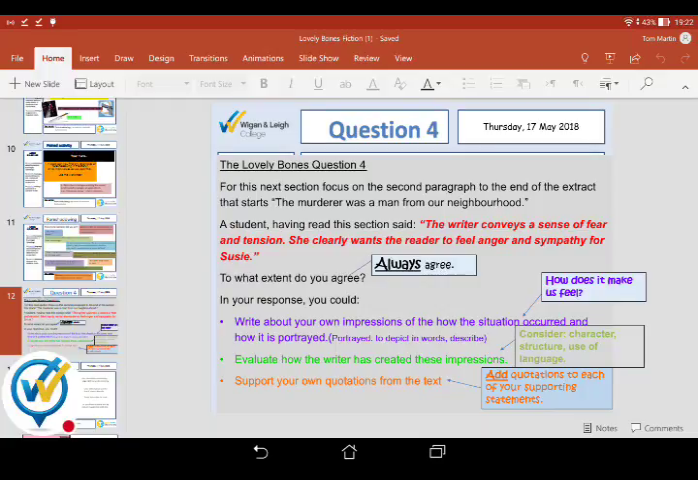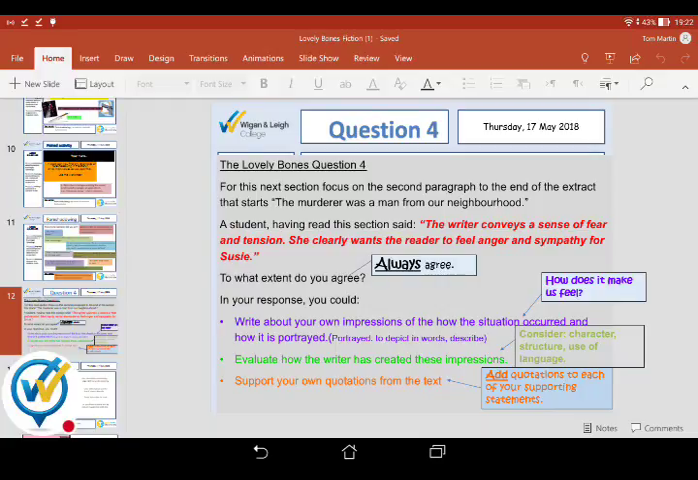Okay, so it says, write about your own impressions of how the situation occurred and how it's portrayed. So remember, the portrayed is how do those words describe. So we could think about the sense of fear and tension for that part. Evaluate how the writer has created these impressions. Okay, so we're going to consider that character, that use of language and structure. And you must always, at the bottom, add those quotations to each of your supporting statements.